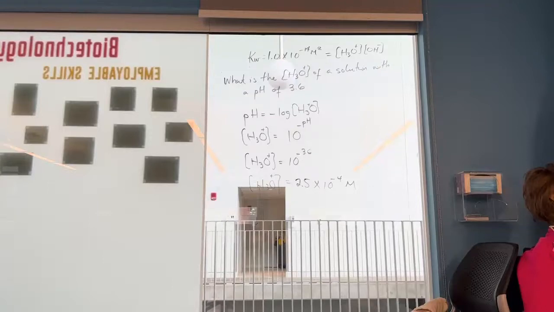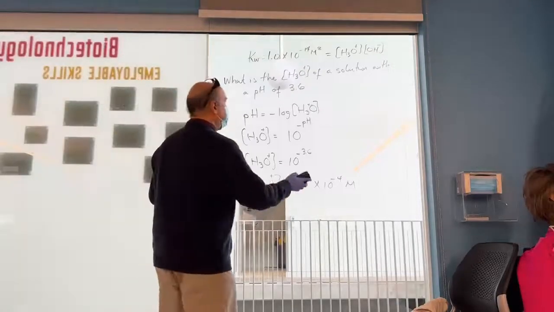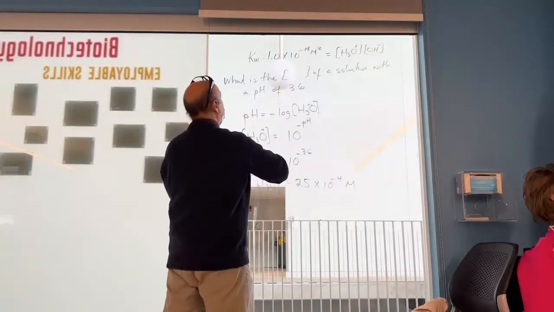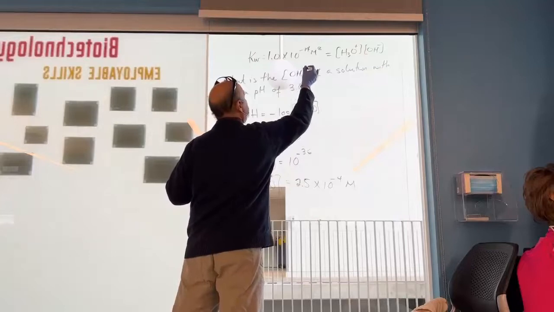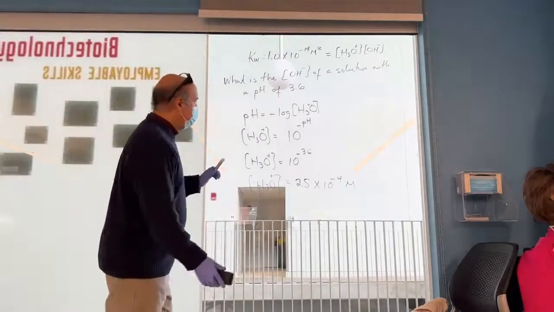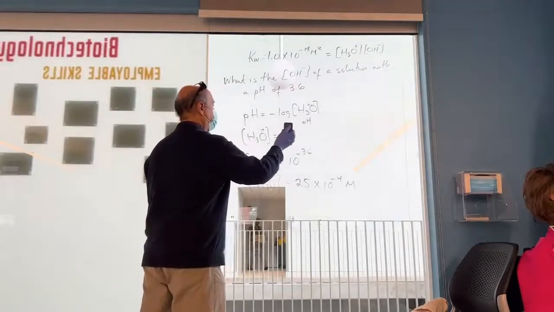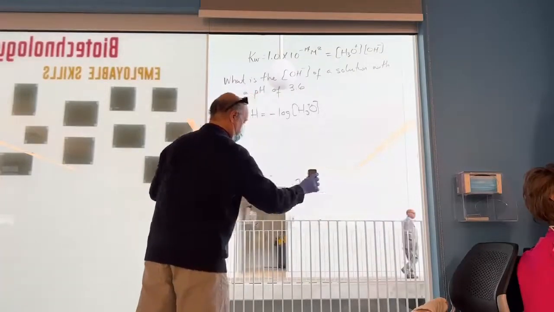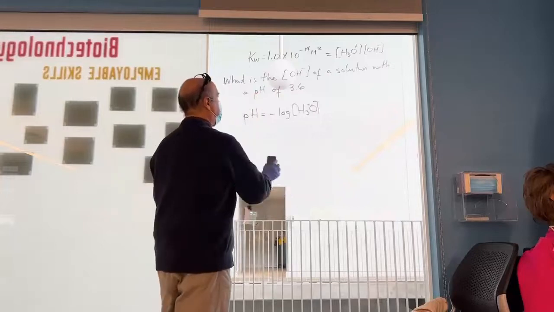Now, there's another way of doing it, but I'm going to show you that other way by doing the following. Now the question is going to be, what is the OH minus concentration of a solution with a pH of 3.6? So I want you to think about this for 1 minute or 30 seconds and tell me what we can do. How do we answer that question?